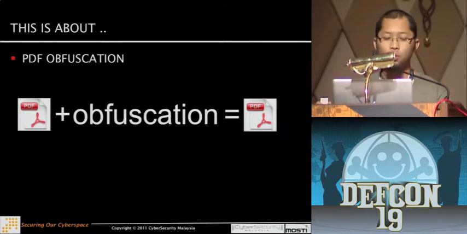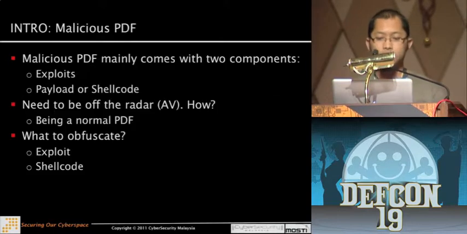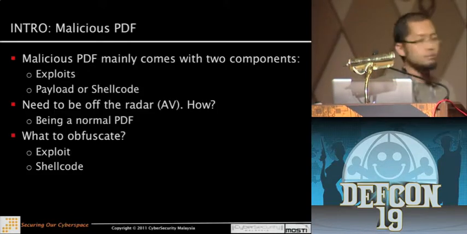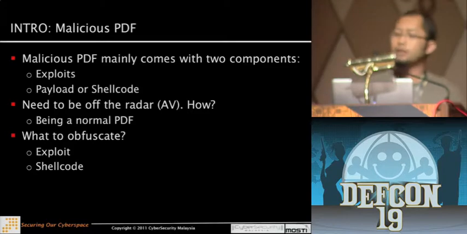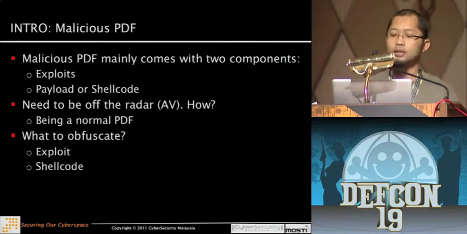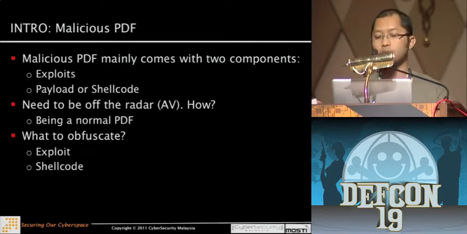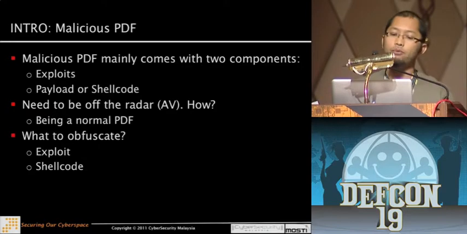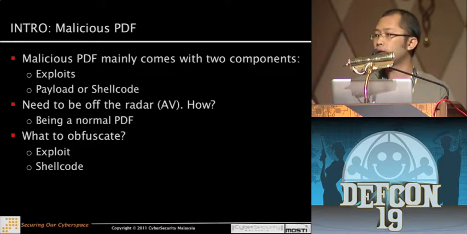The main reason why you want to obfuscate it, well, obviously there are many reasons. Malicious PDF mainly comes with two components. The first one is the exploit, and the second one is the payload itself, or shellcode rather. The main reason, like I mentioned, is the need to stay off the radar. How? Obviously, you need to look like a normal PDF. You cannot look malformed, because if you do, you raise a red flag for any security product for detection.